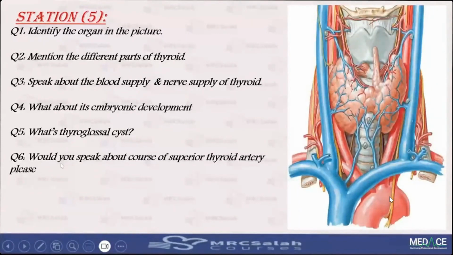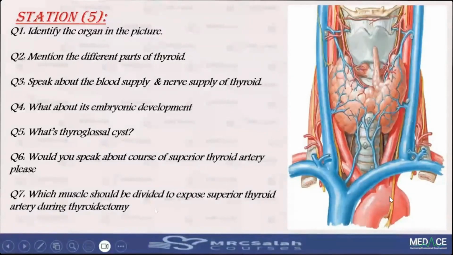Would you speak about the course of the superior thyroid artery, please? The superior thyroid originates from the external carotid artery and passes downwards, reaching the apex of the lobe of the thyroid gland. And before that, it gives a branch which is the superior laryngeal artery. Yes, exactly. Which muscles should be divided to expose the superior thyroid artery during thyroidectomy? It's the omohyoid and sternohyoid muscles.